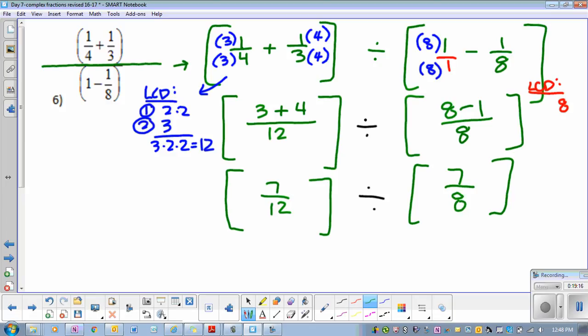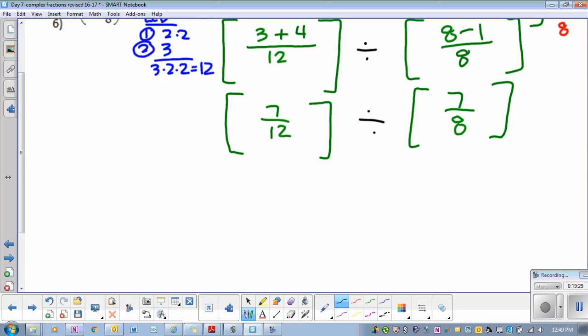So do you guys see what I did? If you have to add or subtract fractions in your numerator or in your denominator, you need to do those first before you can do same time split. All right? So now that I've added and subtracted, now I can do same time split. So this is 7 twelfths times 8 sevenths. And what is that? 2/3.